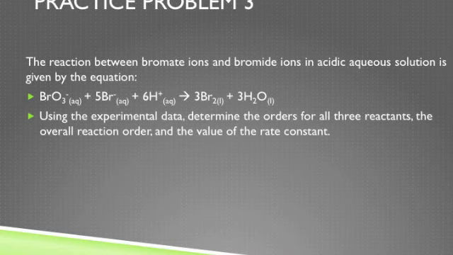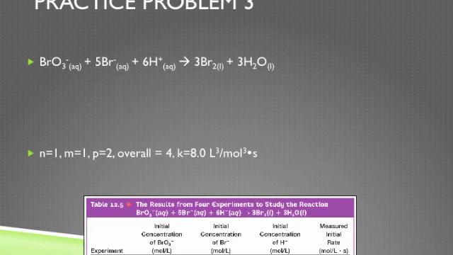Using the experimental data, determine the orders for all 3 reactants, the overall reaction order, and the value of the rate constant. You should probably try to pause this video and see if you can work this out on your own before you switch to the next slide to get the answers. You should find that N equals 1, M equals 2, and P equals 2. The overall reaction order is 4. When this is put into the experimental data, K equals 8 liters cubed over molar cubed seconds.